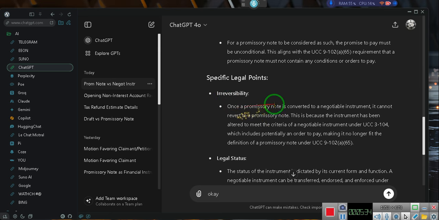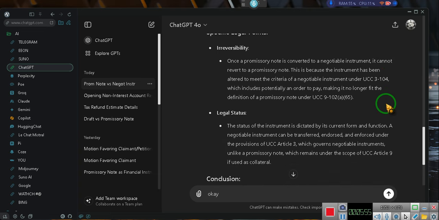Irreversibility. Once the promissory note is converted to a negotiable instrument, it cannot be reverted back to a promissory note, because the instrument has been altered to meet the criteria of a negotiable instrument under Article 3, Section 104, which includes potentially an order to pay, making it no longer the definition of a promissory note.